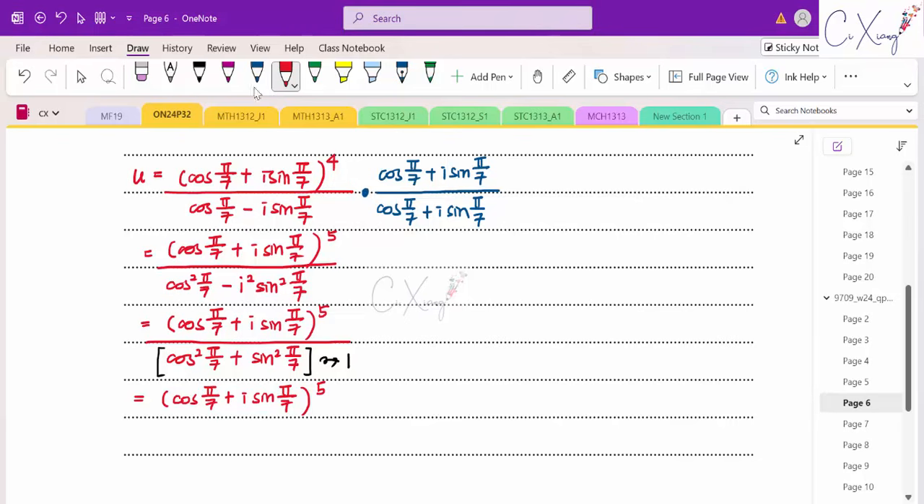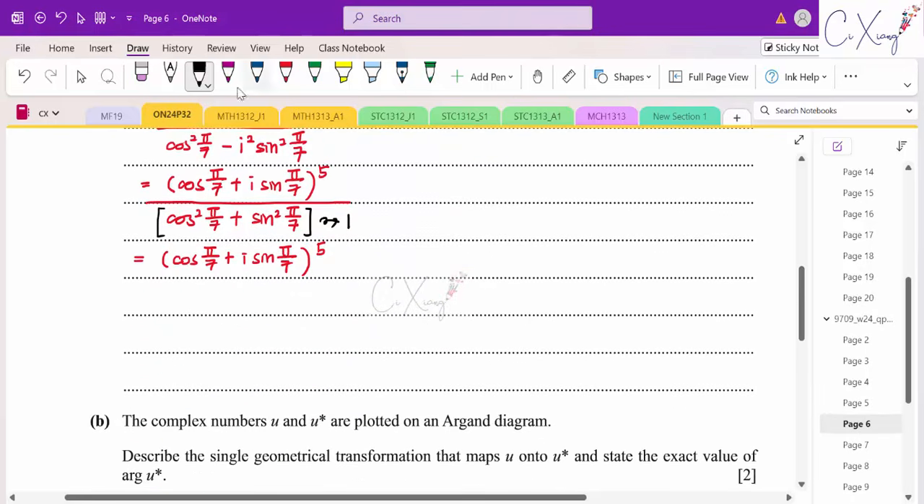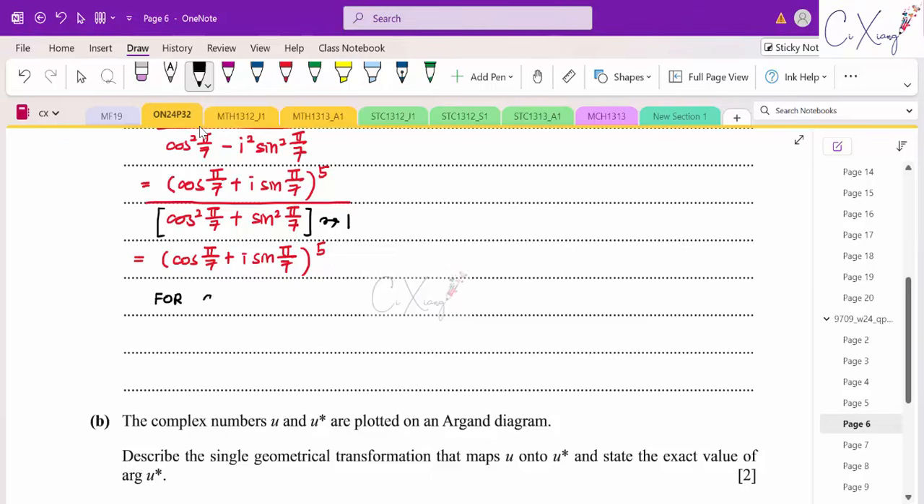Okay, all right. Now, because they want us to find the argument for u, which is a complex number with power 5 that looks very complicated, let's first have a look at the complex number without the power. For cos pi over 7 plus i sine pi over 7, it is basically the modulus argument form where in front you have a 1. This is something like your r, the modulus argument form, r cos theta plus i sine theta.